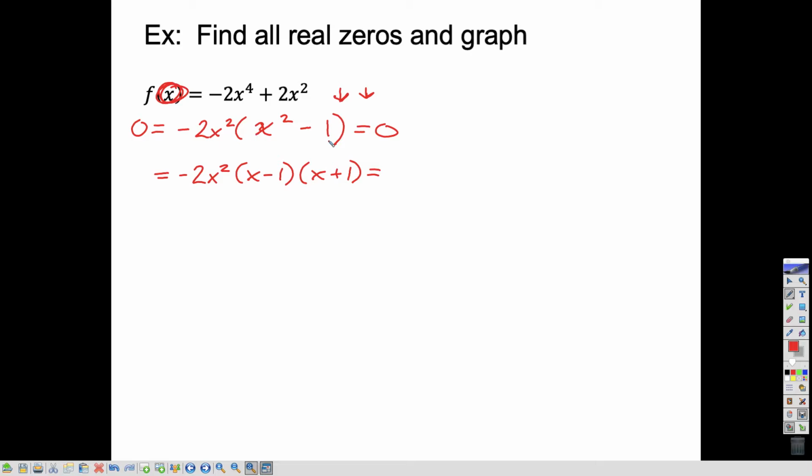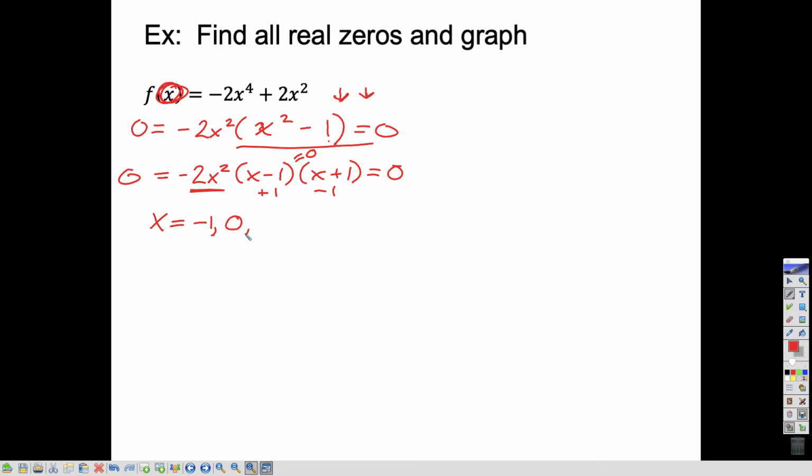So now I set every single one of these equal to what? 0. When you get good, you should just tell me the answer to that is plus or minus 1, correct? But for right now, x equals positive 1, and this will be negative 1. How about the other one? What's this going to be? 0.